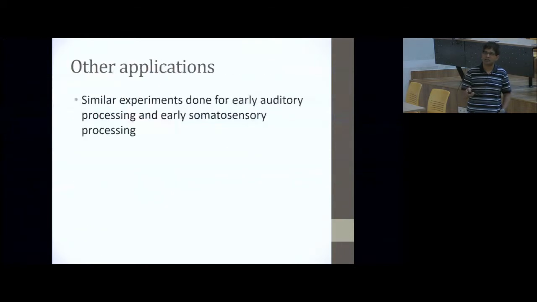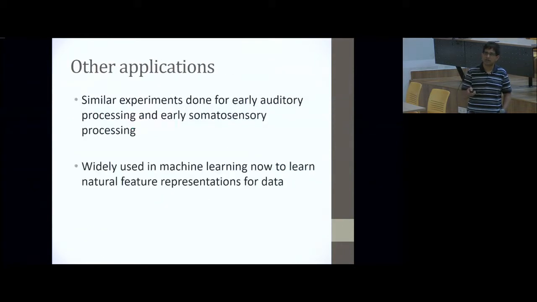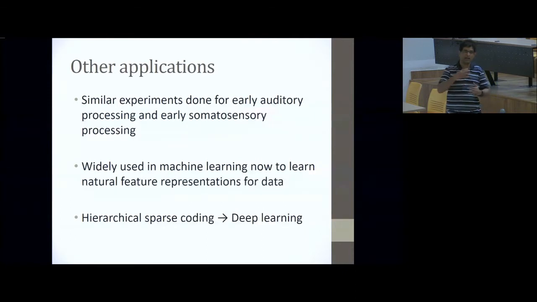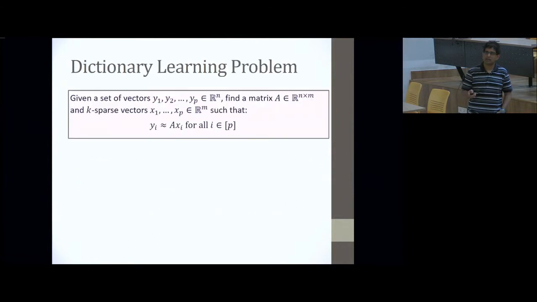So it corresponds essentially to the question that I mentioned, but here they were trying to learn this dictionary. The sparse coding assumption is widely used in machine learning now to learn natural feature representations for data, and you can think of hierarchical sparse coding as a version of deep learning. The dictionary learning problem is the question of exactly learning this matrix as well as the sparse vector such that each yi is close to Axi.